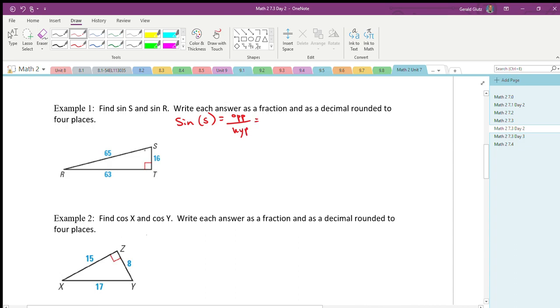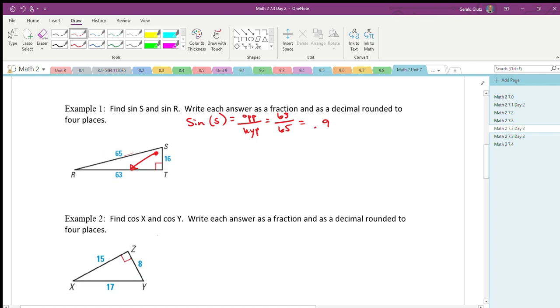So S is this angle right here. So what's the opposite side length? Well, that would be 63. The hypotenuse of this triangle, so that's opposite of the 90-degree angle, is 65. So 65 divided by 63. Oops, I did that backwards. 63 divided by 65 would be 0.9692.